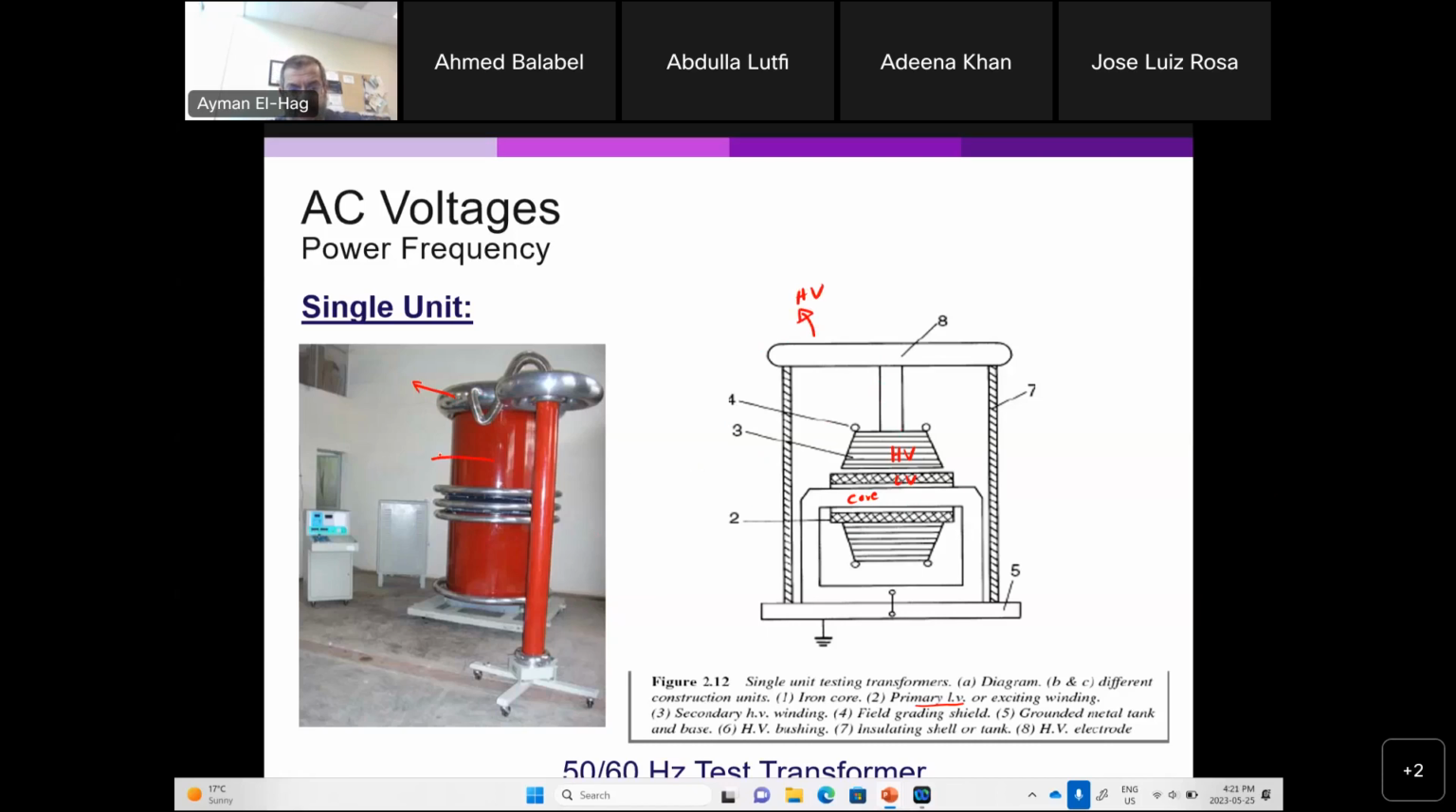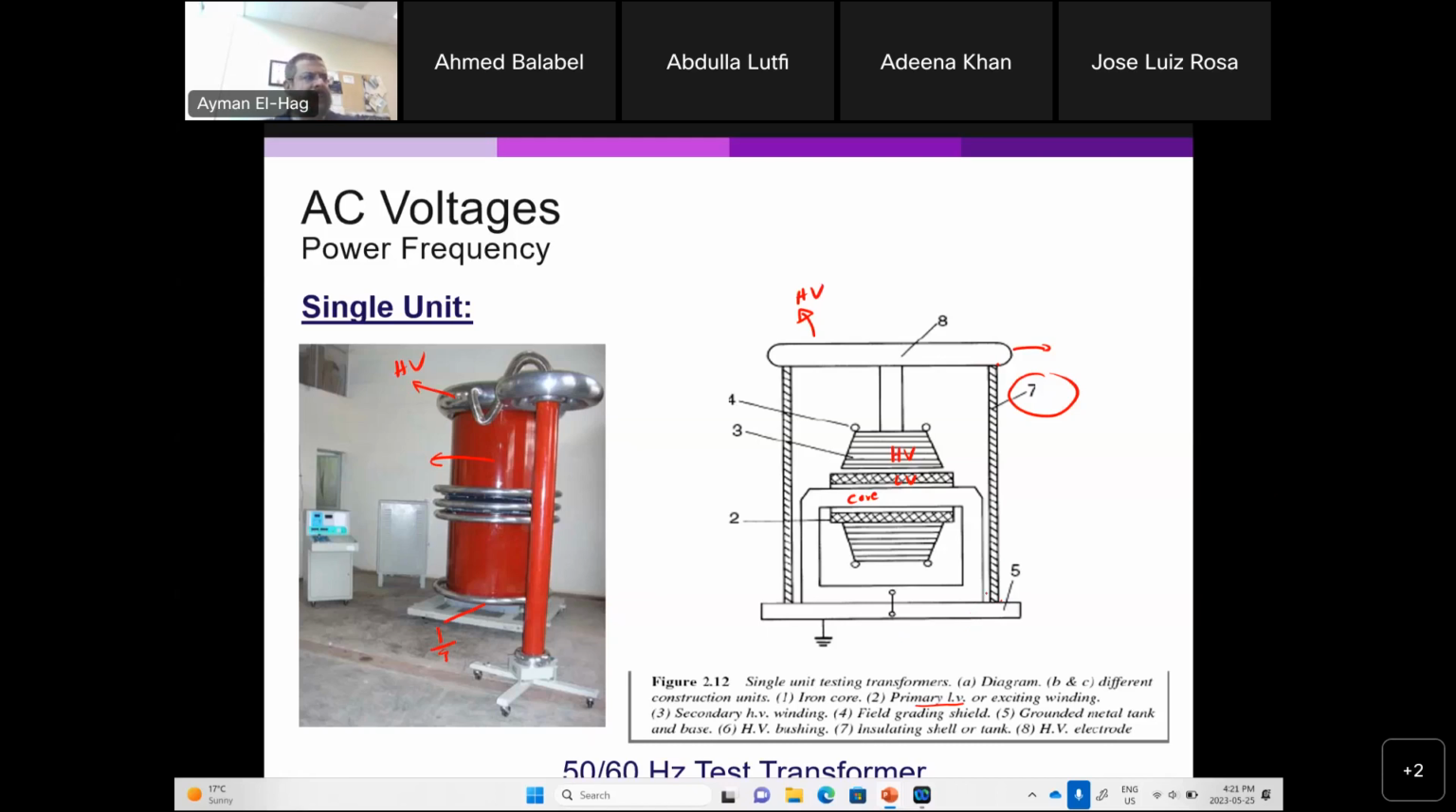Now this red color that you see here is number 7. Number 7 is an insulated shell or tank. This is not grounded. It is just an insulating material, and this will allow you to apply high voltage. If this were grounded and touching the high voltage, you would have a big problem. So now you are insulating the high voltage. The ground is the bottom level. Here is the ground, and here is the high voltage. So this is basically to insulate between the high voltage and the ground of the transformer.